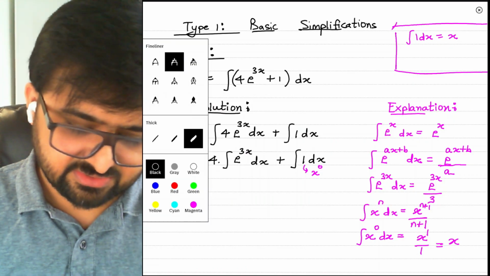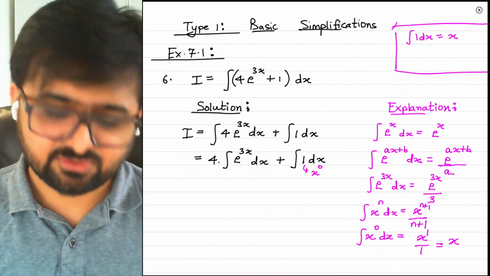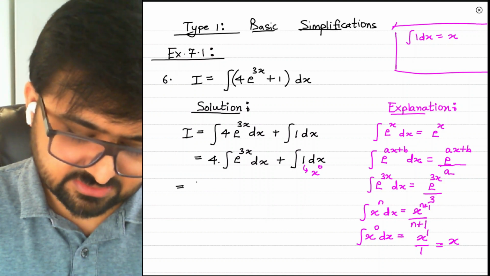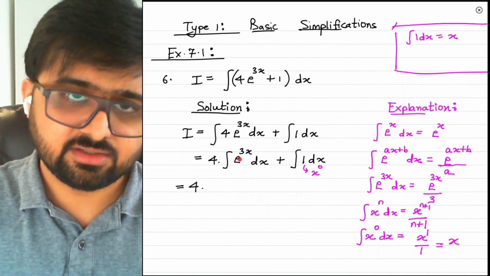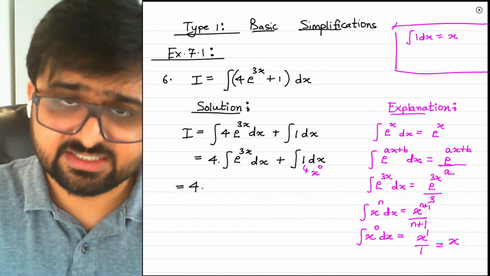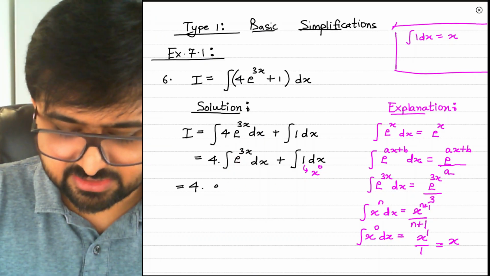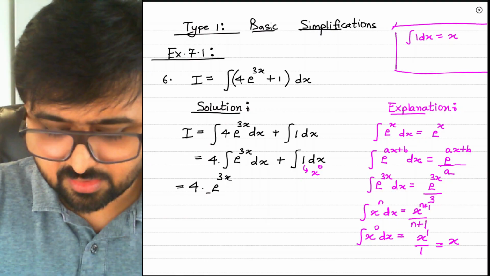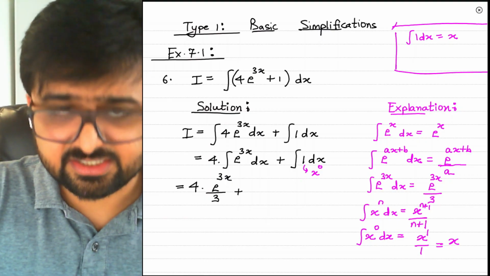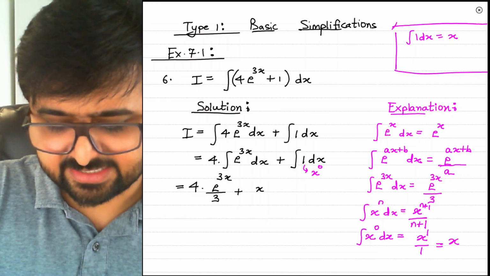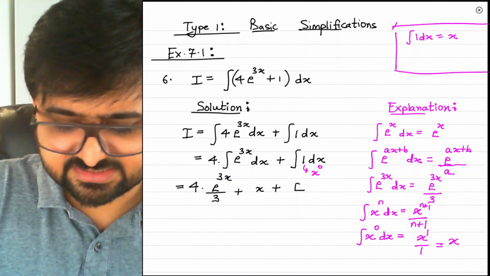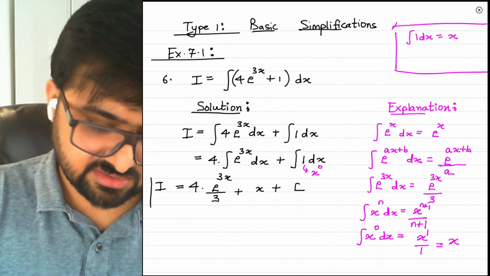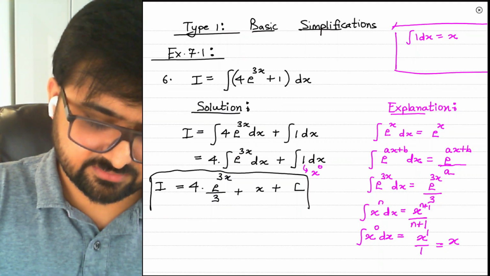Okay, so now let's substitute those terms, apply those concepts here. So we get equals 4 times integral of e to the power 3x, which is e to the power 3x divided by 3, plus integral of 1 dx, which is nothing but x. And let's add a constant term c since we are done integrating. Okay, so that's your result.